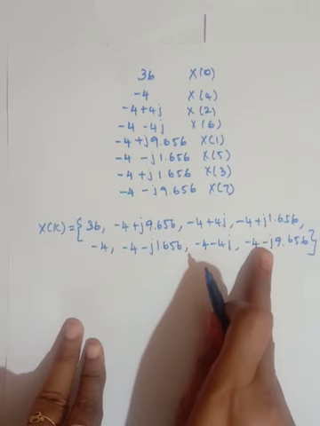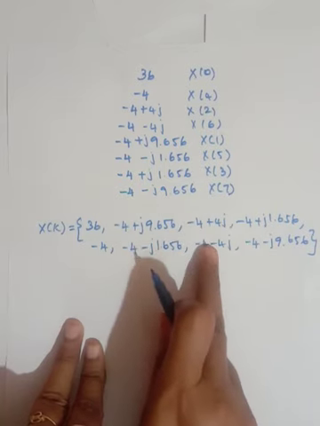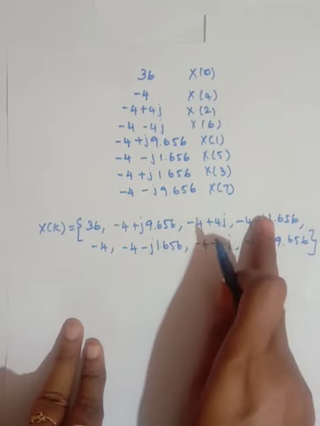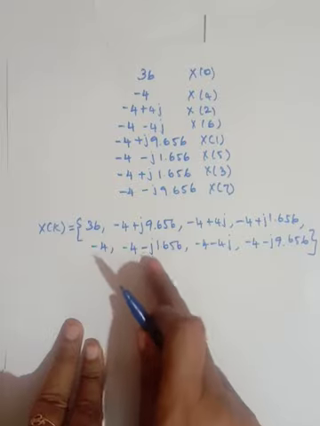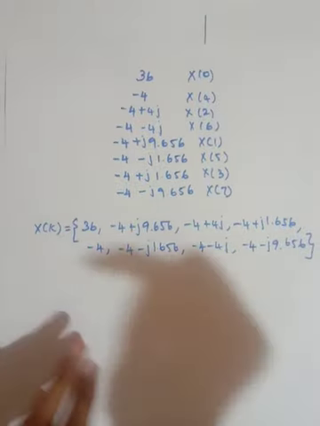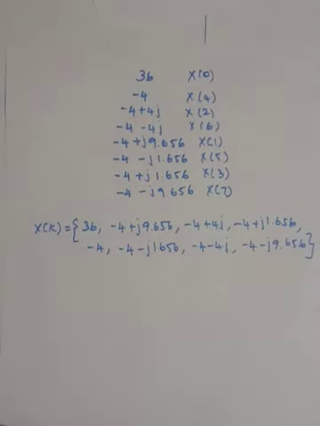Now if we want to check the output, x of 1 and x of 7 should be complex conjugates, x of 2 and x of 6 should be complex conjugates, and x of 3 and x of 5 are complex conjugates. Okay, so this is the procedure we need to follow for the DIF FFT.